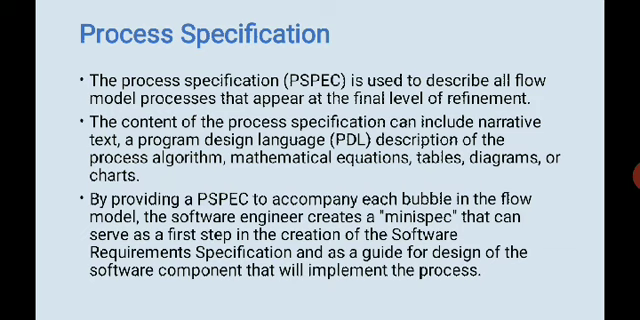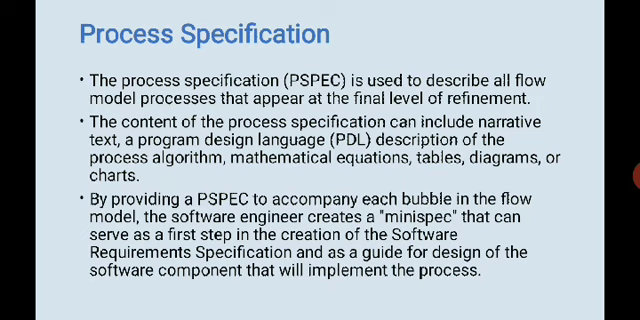The content of the process specification can include narrative text, a program design language, that is a PDL, description of the process algorithm, mathematical equations, tables, diagrams or charts. So this will all be dealing with this. A program design language will tell you what kind of equations and diagrams you can write in there, like say type L is equal to, so the language is this, whatever language you're following, whether we follow HTML, or we are doing Python, or we are doing C sharp. So you can write a small description language.